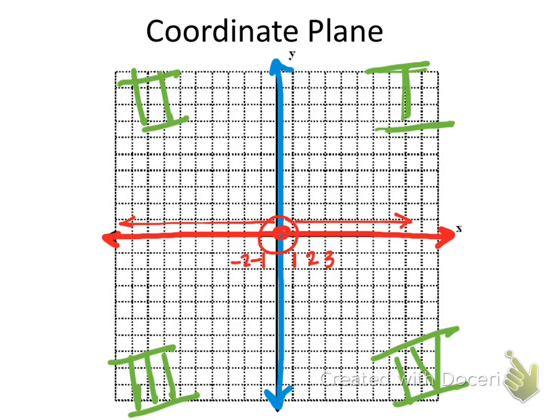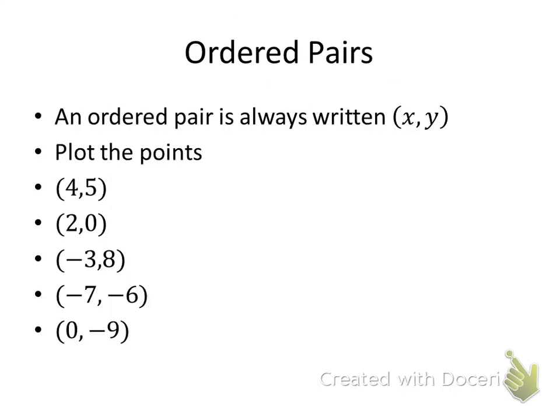On the y-axis, all values going up are positive, starting with 1, 2, 3, and all values going down from the origin are negative. Whenever I have a point in my coordinate plane, I can identify what quadrant it's going to be in just by looking at the ordered pair. But before we do this, we're going to take some ordered pairs and plot each of these points.